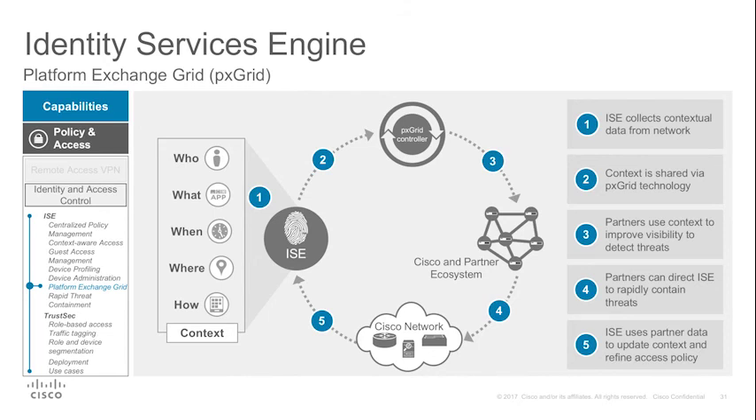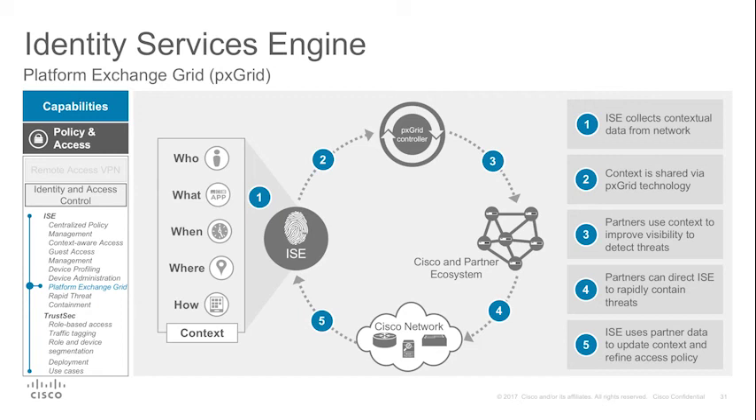pxGrid is fully secured and customizable, enabling partners to share only what they want to share and consume only context relevant to their platform. This ensures scalability when integrating with one or multiple systems. Furthermore, pxGrid enables ecosystem partner platforms to execute network actions with the Cisco network infrastructure.